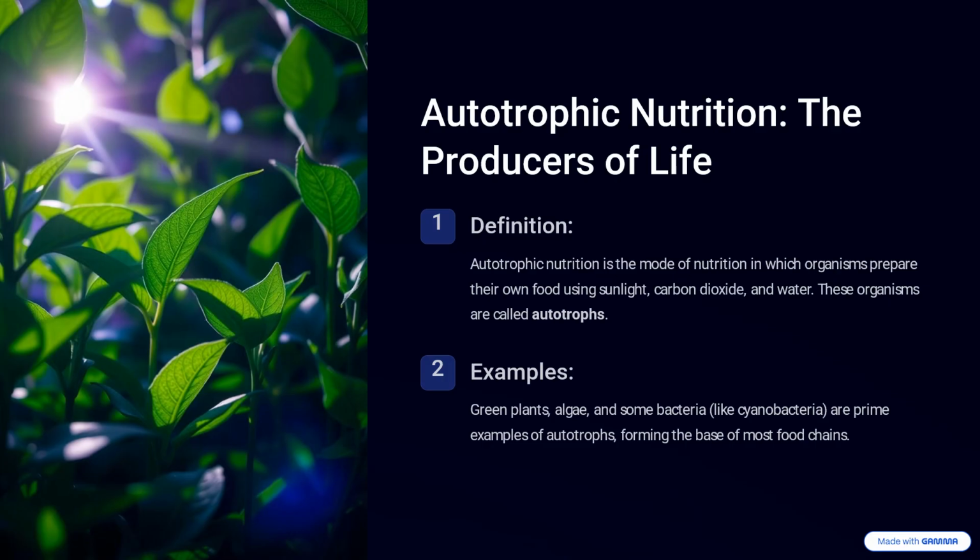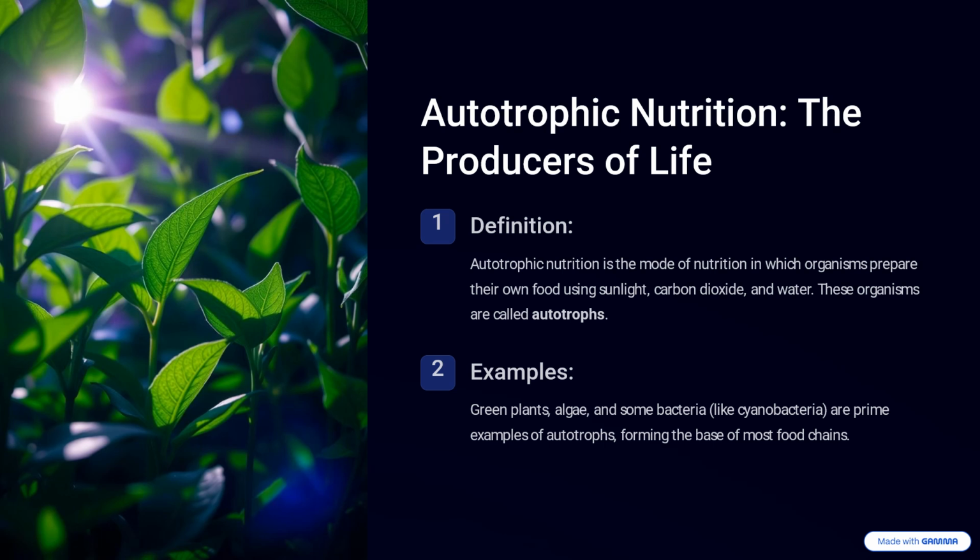In the next slide, we are seeing autotrophic nutrition. Autotrophs are the producers of life. The definition is: the mode of nutrition in which organisms prepare their own food using sunlight, carbon dioxide and water. These organisms are called autotrophs. They can prepare their own food by using sunlight.